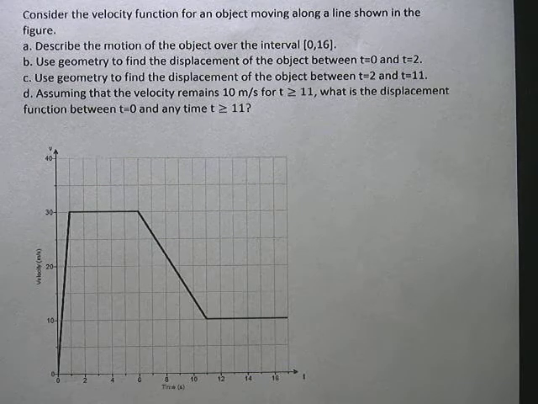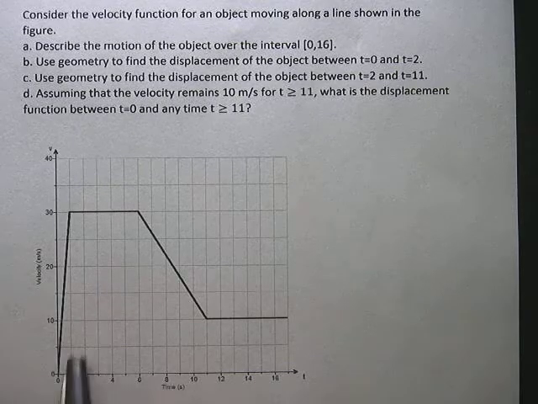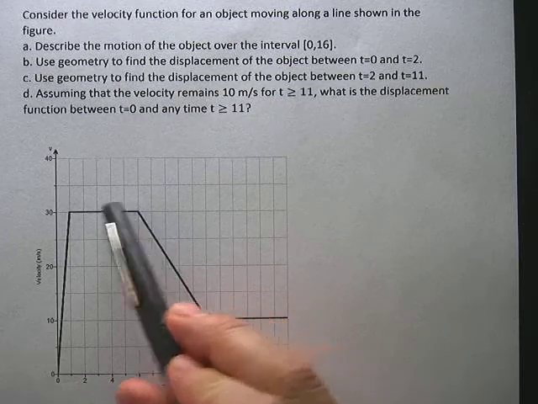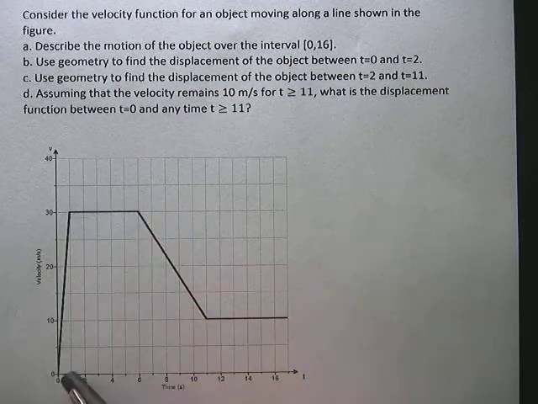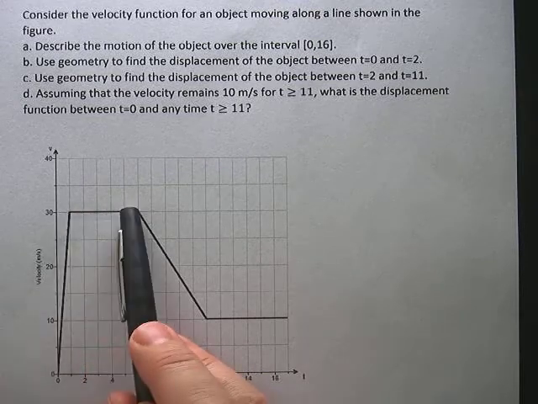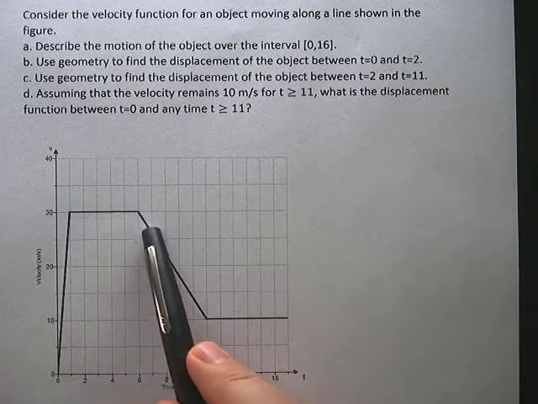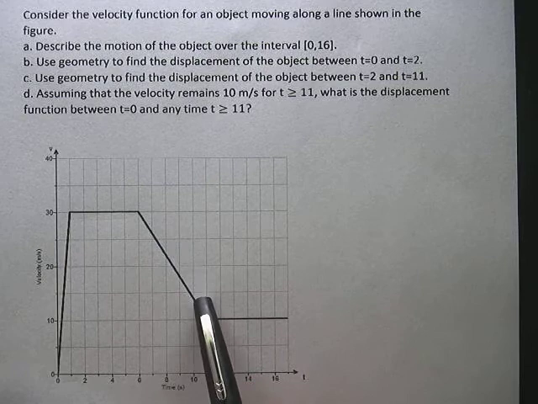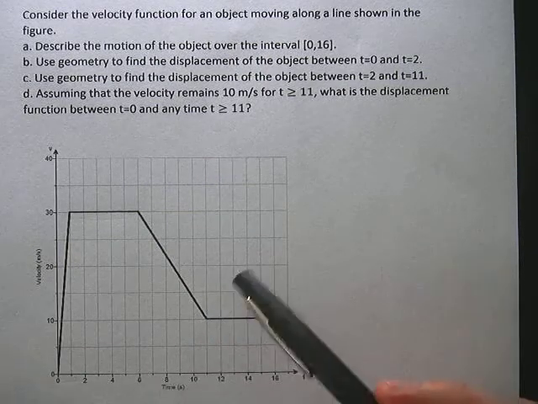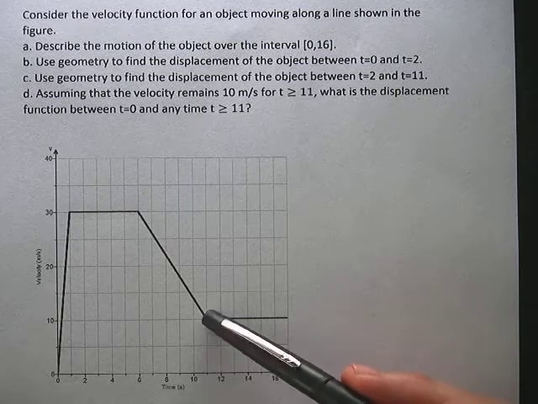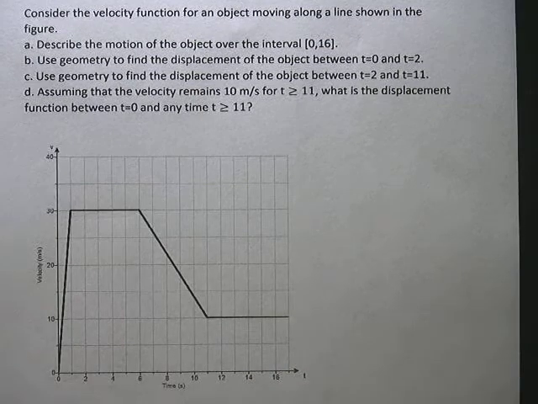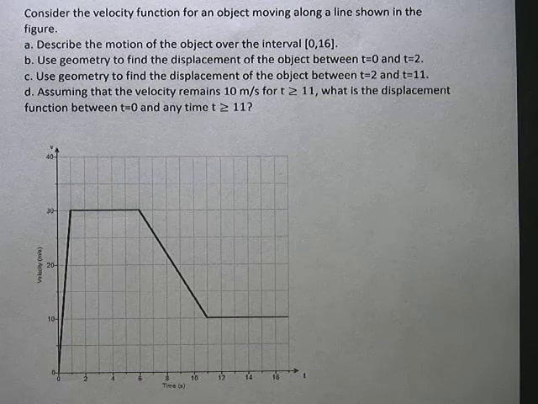Okay, and then from 1 to 6, the velocity stays the same. So it's moving at a constant rate. It's much faster than it was, but it's moving at a constant rate of 30 meters per second. Then the velocity starts slowing down between t equals 6 and t equals 11, slows down to 10 meters per second, and then after that it remains constant. Okay, so let's move on to B.